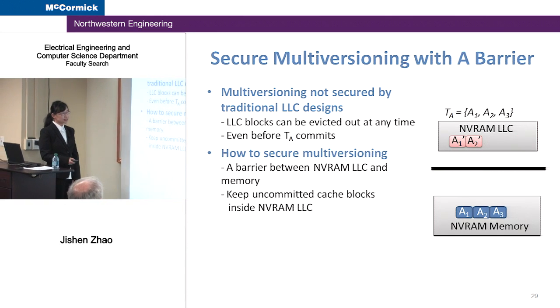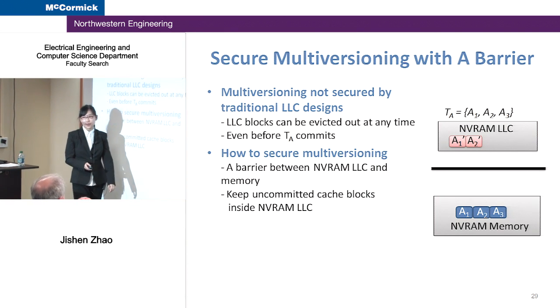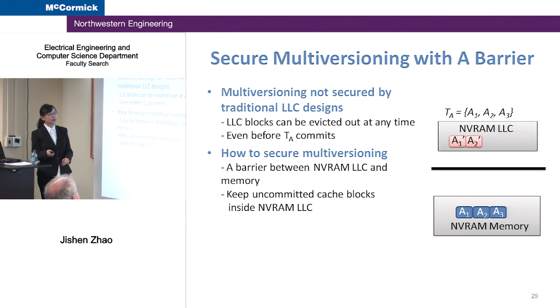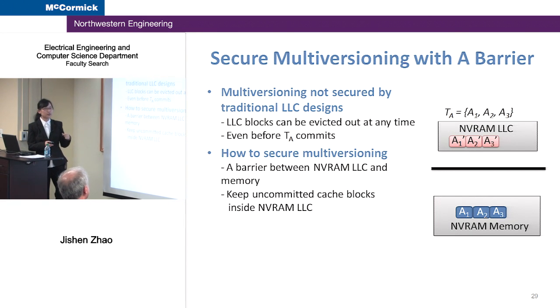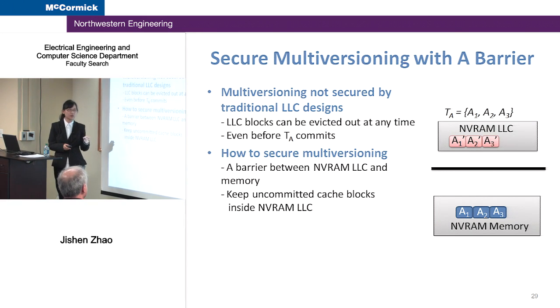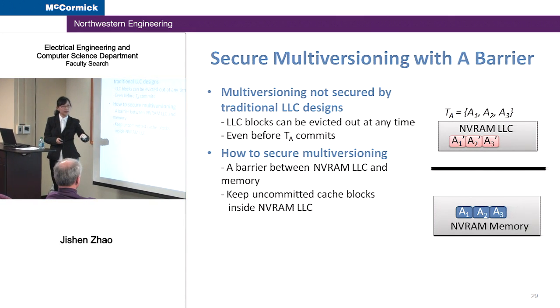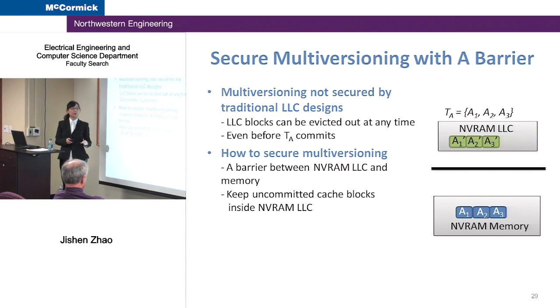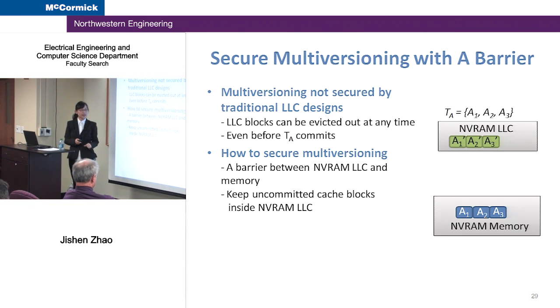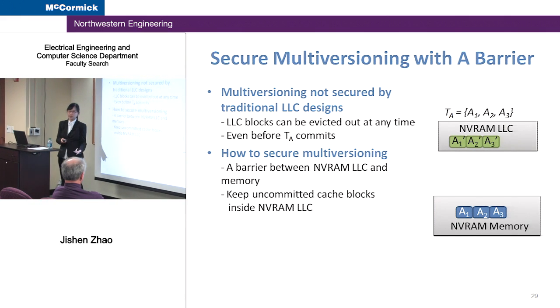To address this issue, we develop a barrier between the last level cache and the memory. Before the transaction is committed, we do not allow the last level cache blocks to be evicted to the memory. Until after this state is changed, we can remove this barrier. After this time point, the last level cache blocks of this committed transaction can be evicted at any time.